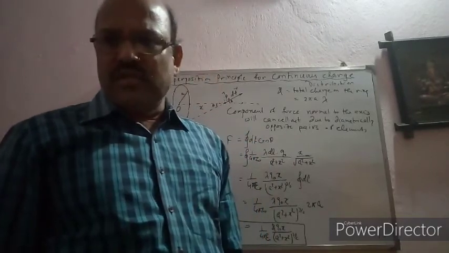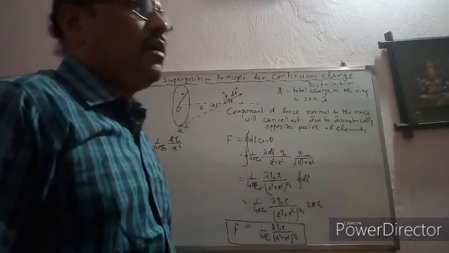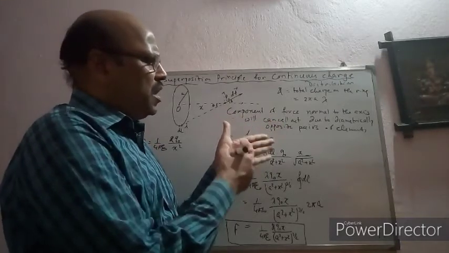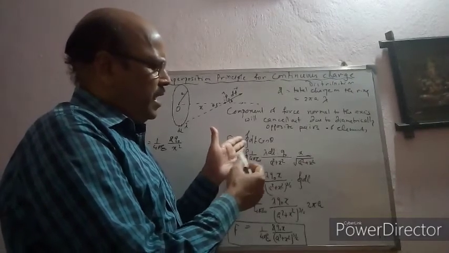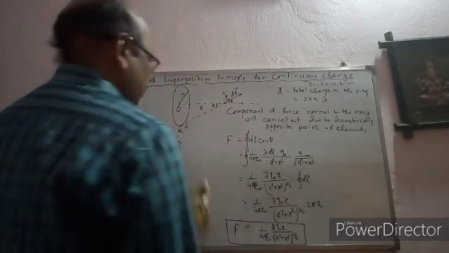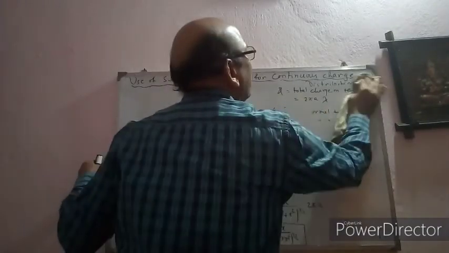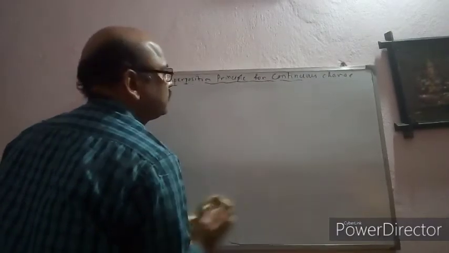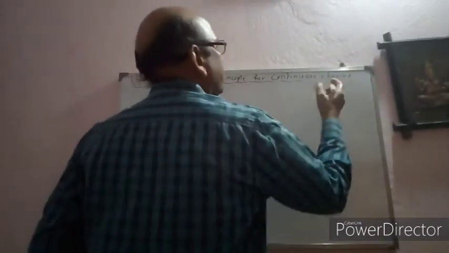Now surface charge distribution. Suppose charge is distributed on a surface. Let us consider the charge is distributed on a circular plate uniformly, and we want to find electric field intensity at a distance r from it. Then how to solve such questions? Surface charge distribution. How to calculate electric field? Continuous charge distribution.